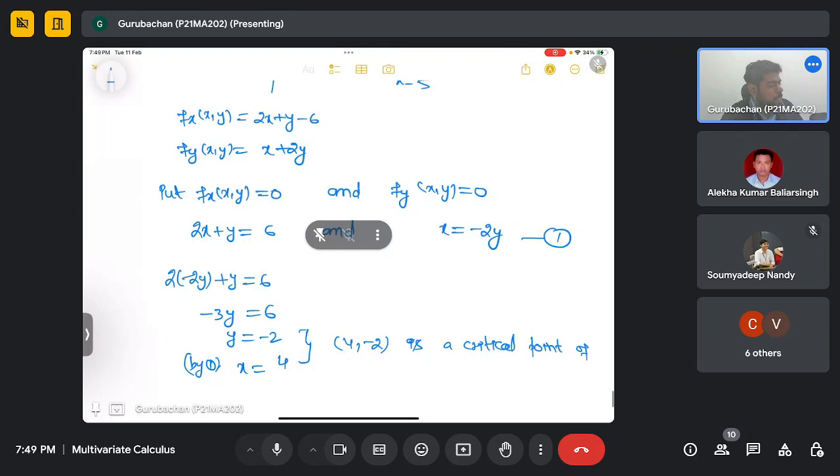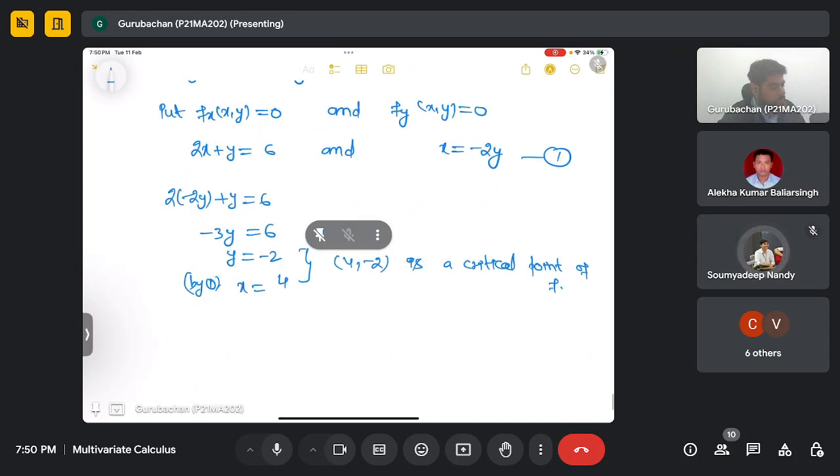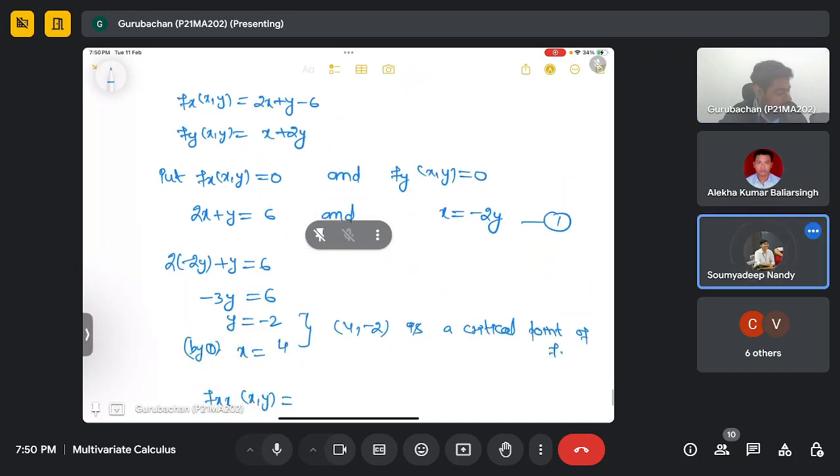4 comma minus 2 is a critical point of f. Now let us see, is this a relative minima or maxima? Does anyone did that? Maxima, sir. Okay. No, no, sorry, sir. This is a minima, minimum. Okay. It's okay.